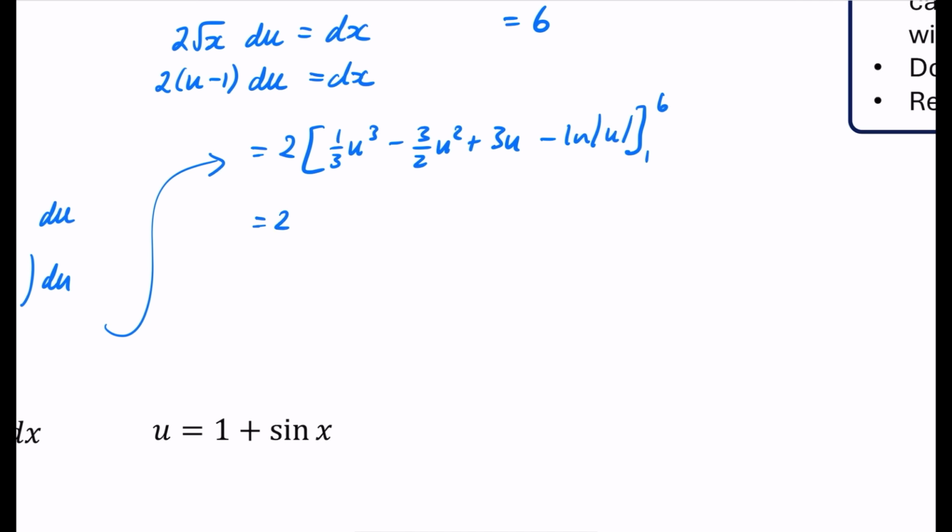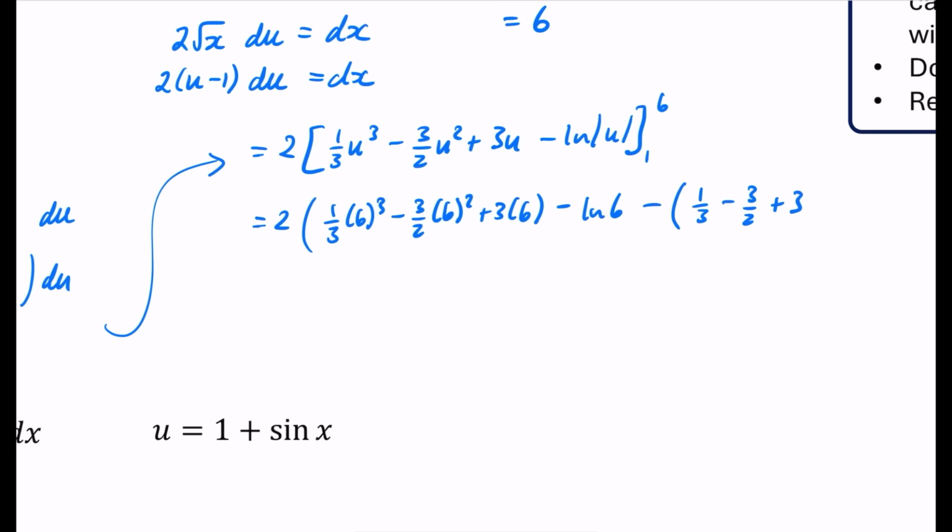Now you do need to show this process. I'm going to sub in the 6, so that's a third times 6 cubed, minus 3 over 2 times 6 squared, plus 3 times 6 minus ln 6. And then subbing in 1, that's just going to be a third, minus 3 over 2, plus 3. And then ln 1 is just 0. So I'm not even going to need that part. Okay, all on my calculator. Let's see how this goes.